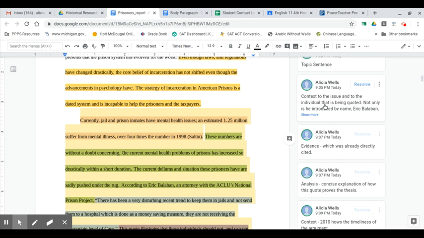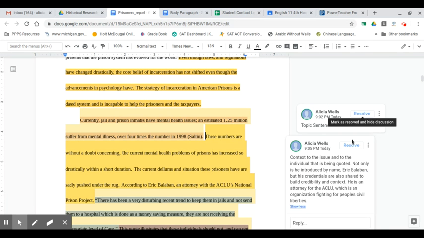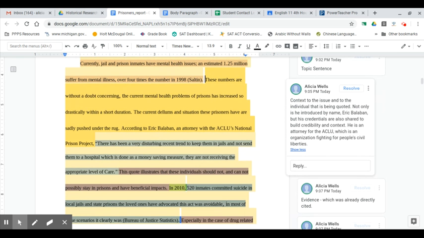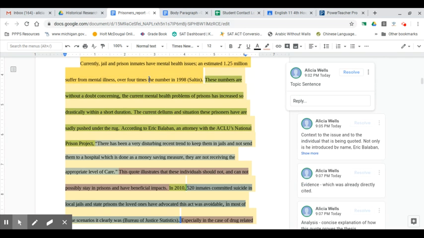And if we look, for instance, at the context, she's doing two things here, actually. She is showing us the issue she's going to be describing, that mental health problems of prisoners have increased drastically. But she's also going to introduce the person that is quoted. And this is most important. This is that rhetorical situation. We get the name of the speaker, Eric Balaban, but also his credentials. And this is maybe more important because it builds credibility. So he is an attorney for the ACLU, which is an organization fighting for people's civil liberties. So that information is critical for us to understand why this quote is relevant.